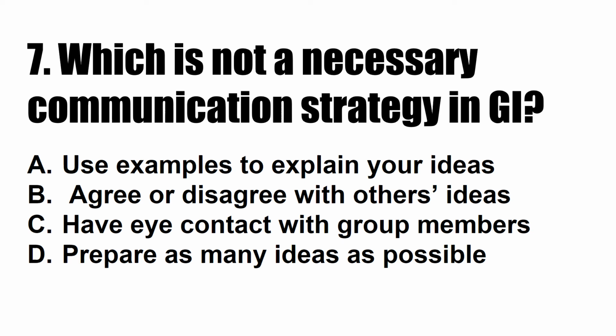Number 7. Which is not a necessary communication strategy in group interaction, GI. A. Use examples to explain your ideas. B. Agree or disagree with others' ideas. C. Have eye contact with group members. D. Prepare as many ideas as possible. It is not necessary to D. Prepare as many ideas as possible. You need to have good ideas. You need to be able to explain your ideas, but it's not necessary to have as many as possible.